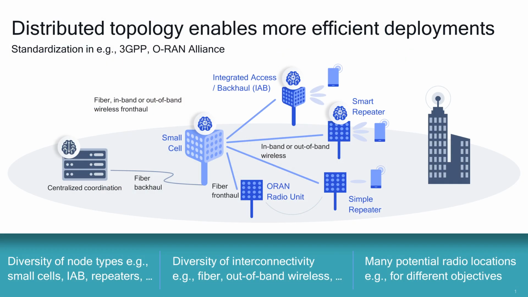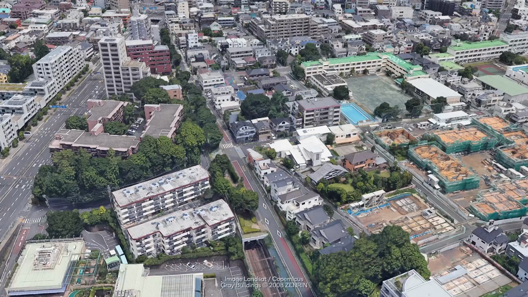Here is a simple graphical representation of the different millimeter wave topology options. We have diverse connectivity options and node types such as small cells, integrated access and backhaul, simple and smart repeaters, and more. Each of these options has pros and cons, and they can be deployed to meet different network design objectives. As an example, we're looking at a small cluster in Tokyo.